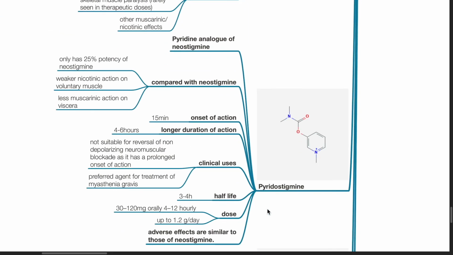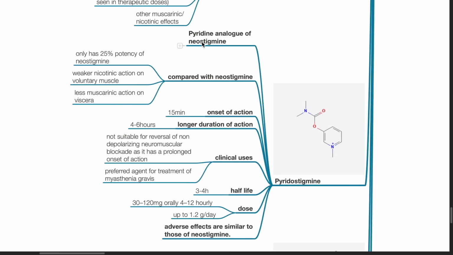Pyridostigmine. It is the pyridine analog of neostigmine. Compared with neostigmine, it only has 25% potency of neostigmine. It has weaker nicotinic action on voluntary muscle. It has less muscarinic action on viscera. Onset of action is 15 minutes. It has a longer duration of action of 4 to 6 hours.